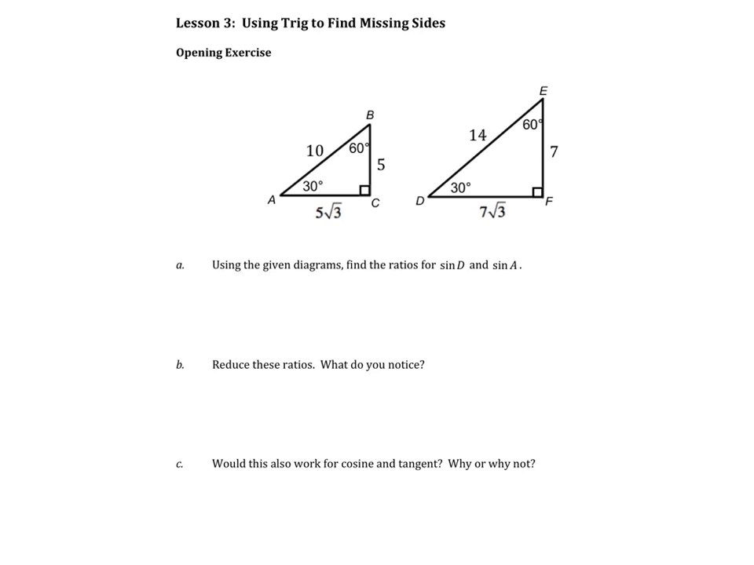So in Part A, we're asked to use the given diagrams in order to find the ratios for sine of D and sine of A. So we'll start with sine of D. The angle is D, and we know that sine is opposite over hypotenuse. The hypotenuse is across from the 90-degree angle, and across from angle D is the opposite. So that means the ratio of sides is 7/14 for sine of D.